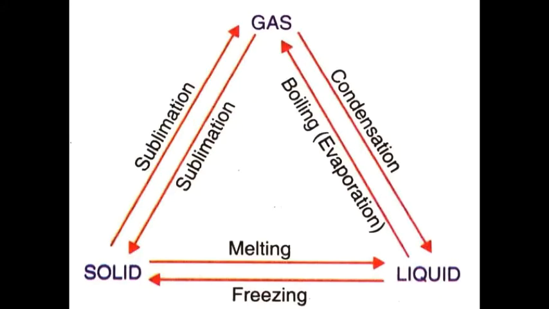This is a triangle of how heat affects the change of state. You see, if we add heat, it will be shown by the arrow. If we add heat to a solid, it melts and it becomes liquid. And if we add more heat to the liquid, it boils or evaporates into gas.